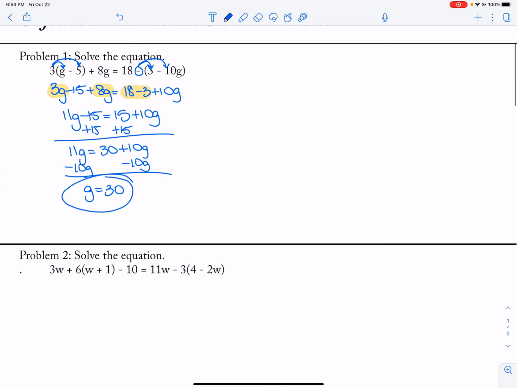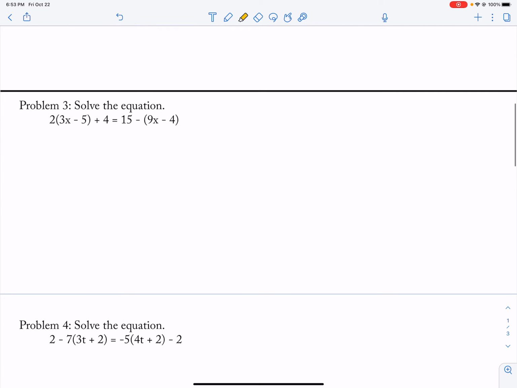And now with equations, if you wanted to go back and see if you got the right answer, you can substitute it back into the original equation and see whether or not the left side of your equation ends up equaling the right side of your equation, provided that you do your arithmetic and your order of operations correctly, okay? All right, so the next one, I'm going to go ahead again and distribute.